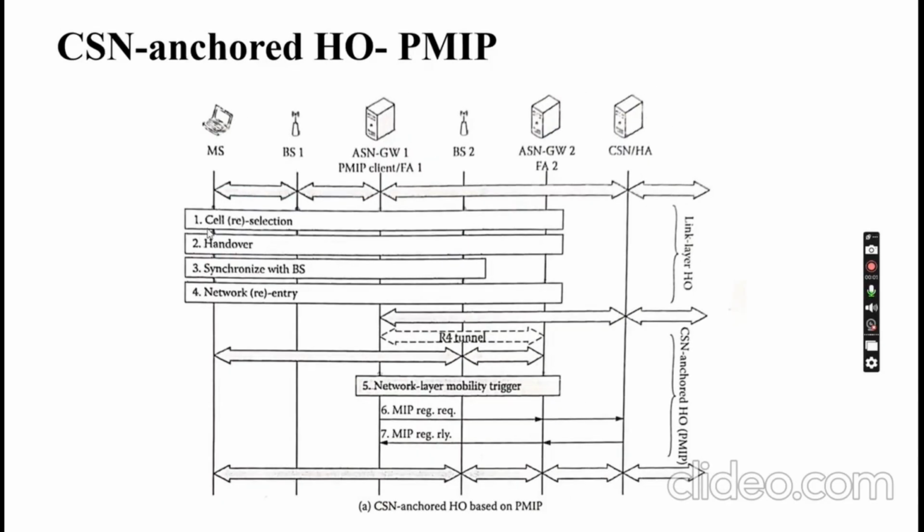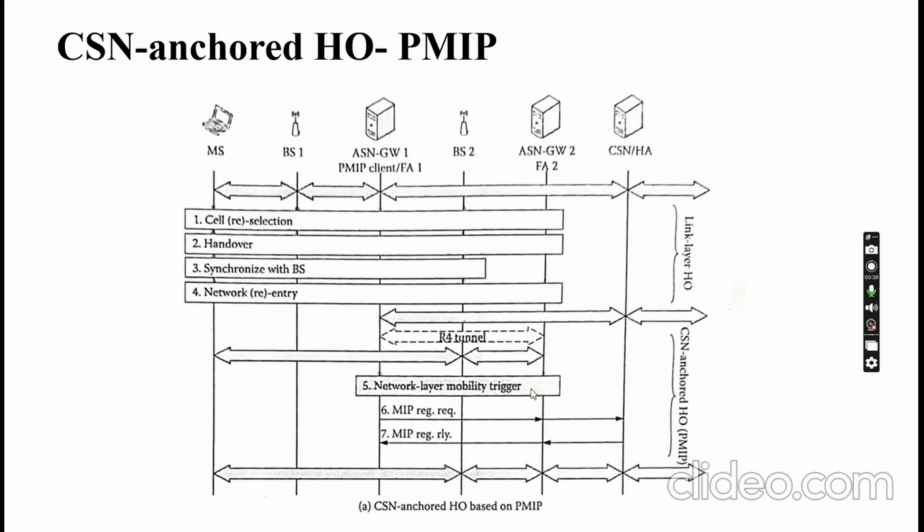The process starts from cell reselection. The cell has to be reselected from BS1 to BS2 upon concurrence from the CSN HA, that is the home agent. CSN is a general server or the main server for all these connectivity. So after cell reselection, handover has to take place from one base station to the other as per the previous steps explained. It begins to synchronize with the new base station, that is base station number two. After getting into base station number two, it will try to establish a network reentry process for the successful entry into base station number two.